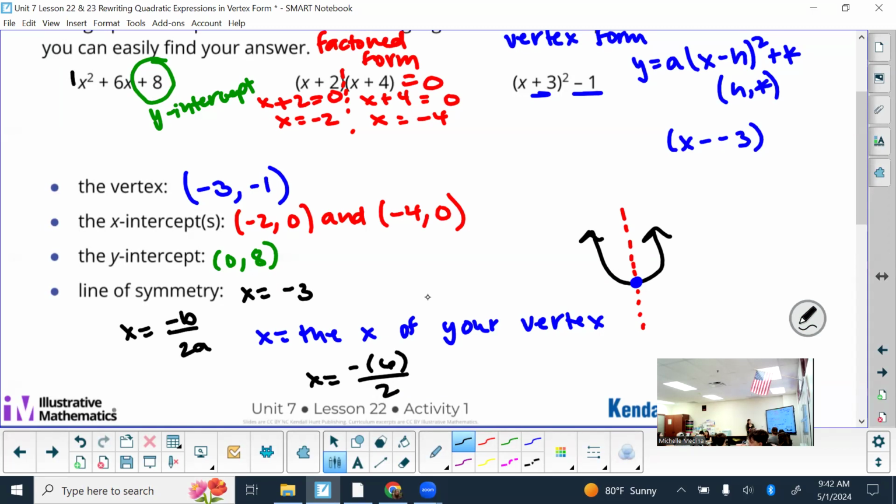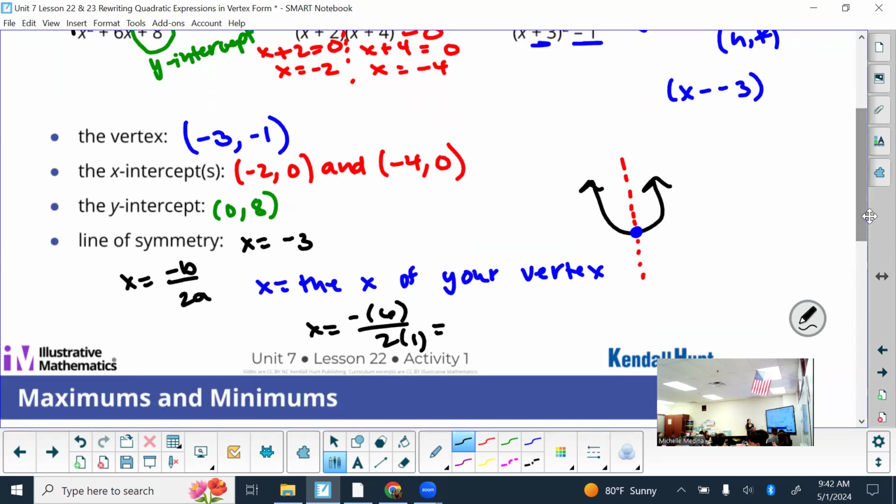Good. So 2 times 1 on the bottom, so this is me plugging it into that. When you simplify, you get -6 over 2 times 1, which is 2. And -6 divided by 2 is -3. Which I did show you how to do in the last unit, but then I also condensed it to, it's the x of the vertex. Questions on that?